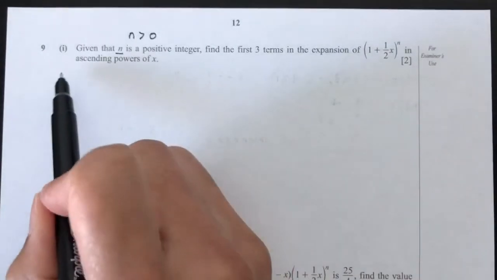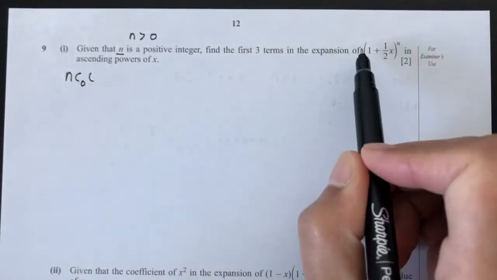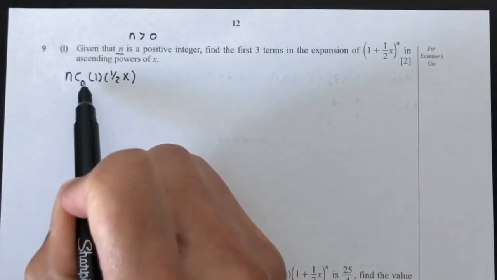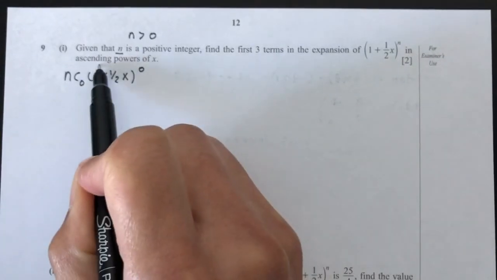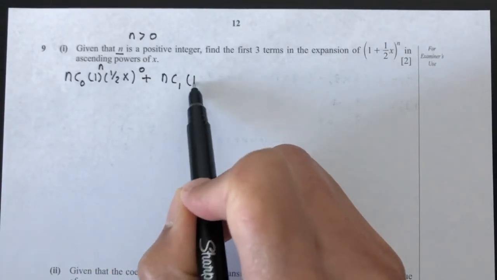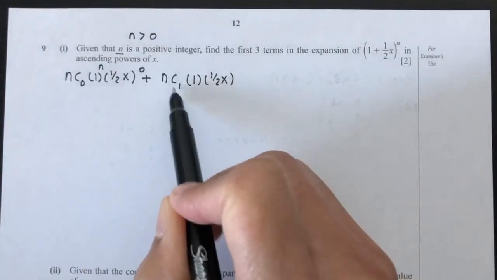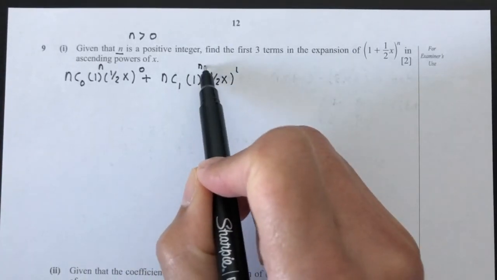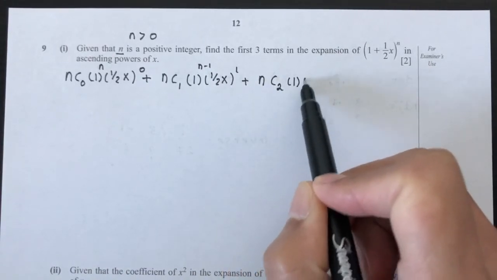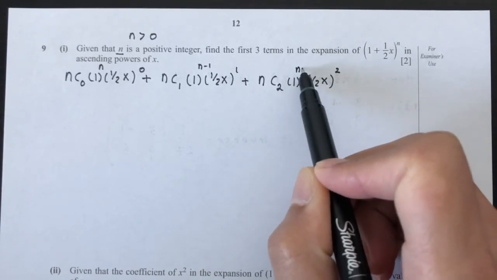So first term will be n, which is the power, choose 0, and the value inside will be 1 and 1/2, right? That will be 0, this will be 0, so this will be n. Now plus n choose 1, second term, and the inside values will be the same, just the powers will be changing. This is 1, this is 1, this is n minus 1. And then third term will be this one. So that will be 2, this will be 2, and this is n minus 2.